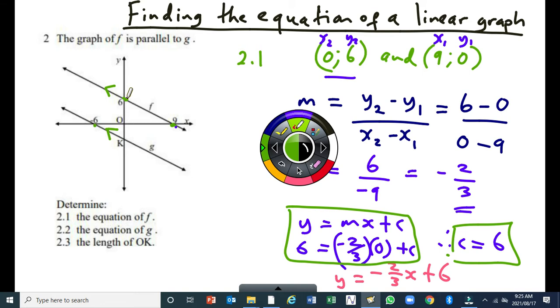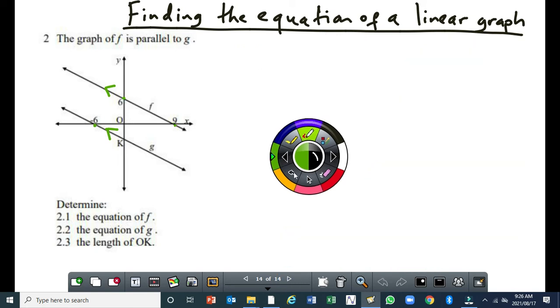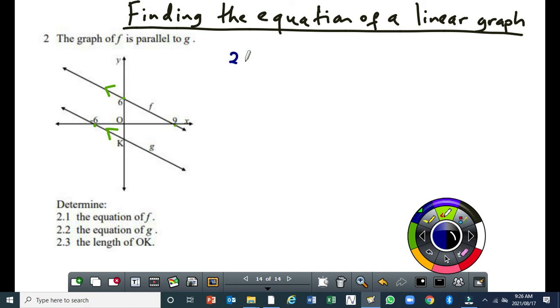And then the next question says the equation of g. Now, to find the equation of g, we know that the two straight lines are parallel. Therefore, their gradients are equal, which means I don't have to worry myself to calculate the gradient for g. It is equivalent to the gradient of f. So, I'll say mg is equal to mf. Both are equal to minus 2 over 3.